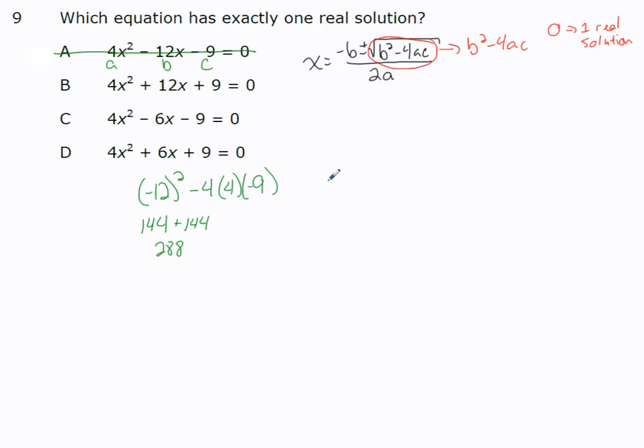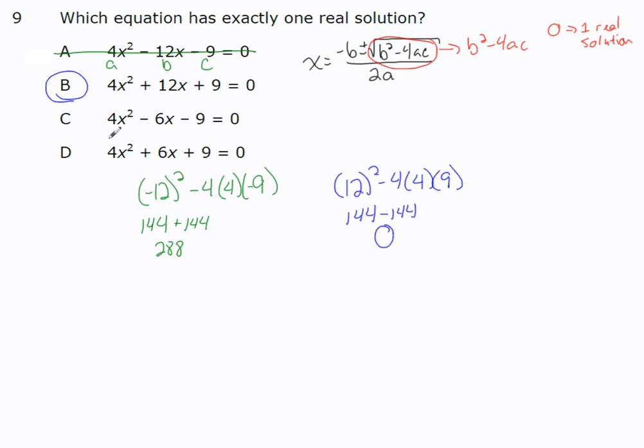Alright, so for B, once again, we got a positive 12 this time as our B value. So we've got positive 12 squared minus 4 times A, which is 4 in this case, times C, which is positive 9 this time. Okay, 12 squared is 144. This time we've got negative 4 times 9. It's just going to stay negative because there's only one negative in this multiplication. And it gives us 144. 144 minus 144 is 0. So this one only has one real solution. It has exactly one real solution.